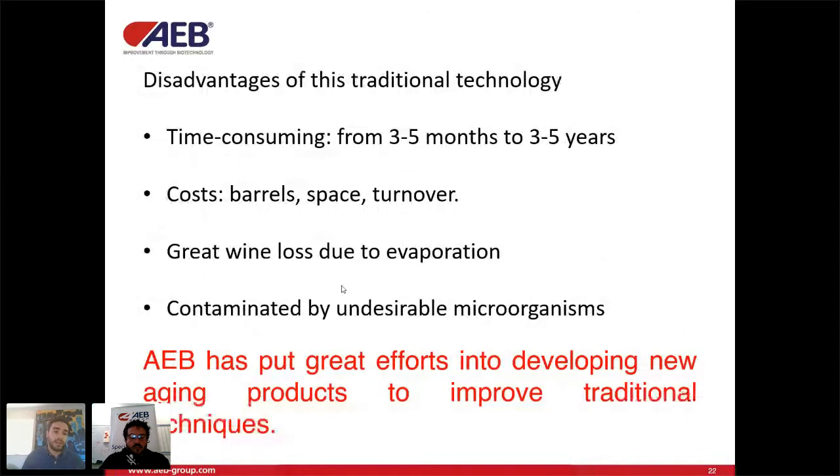These techniques I talked about, however, have their disadvantages in winemaking nowadays. In fact, they're very time-consuming. The barrels and the space and the turnover are very costly. You can lose a lot of volume because of evaporation, and there's always the risk of contamination by undesirable spoilage microorganisms. So CAEB has put a great effort into developing new products that can improve the aging of the wine.